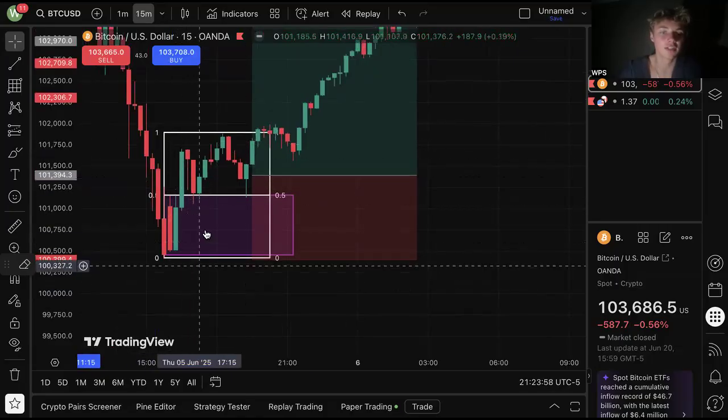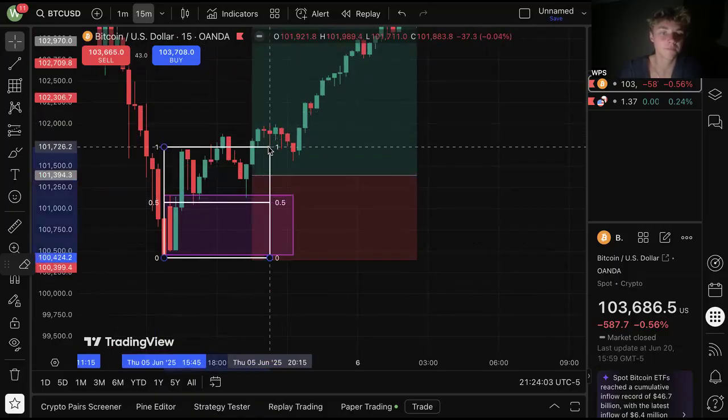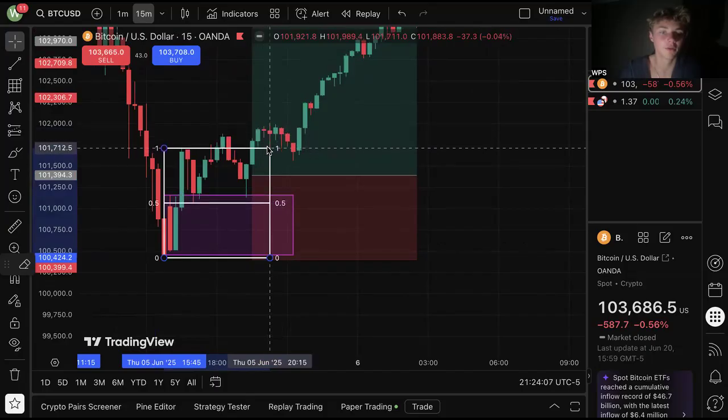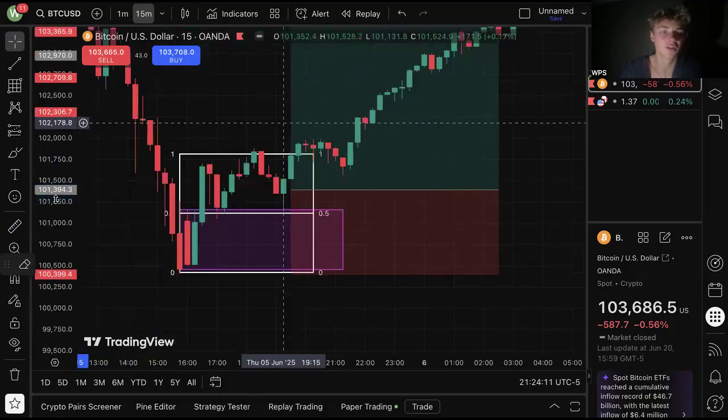Comes out and then retraces back into it, first here and then here. Here we don't get very good equilibrium. I believe here we get better equilibrium. Either way, price breaks structure out of here on a lower time frame.